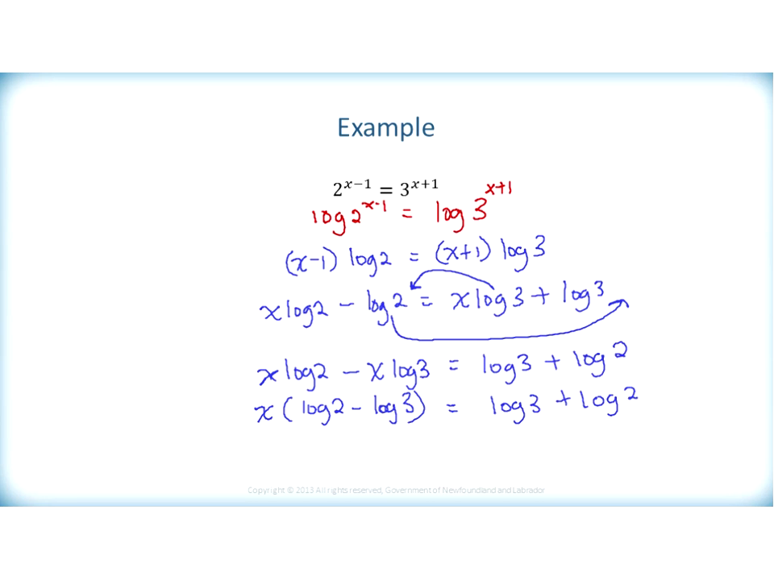So now, since x is being multiplied by log 2 subtract log 3, x will equal log 3 plus log 2 over log 2 subtract log 3. In calculating this on the calculator, I can see that x will be approximately negative 4.419.